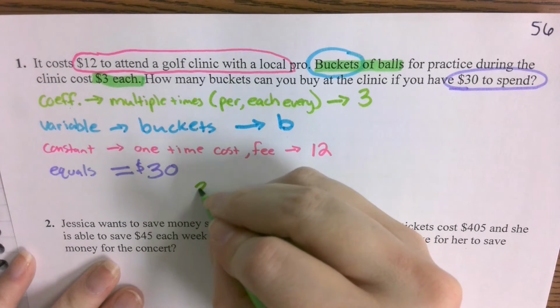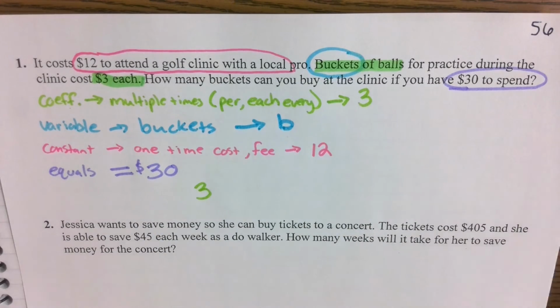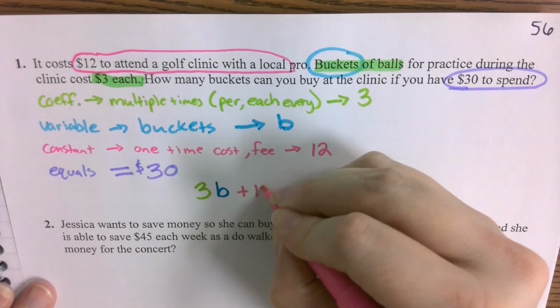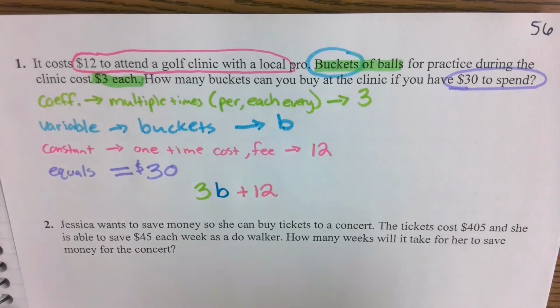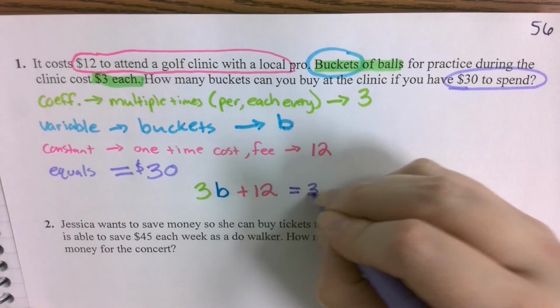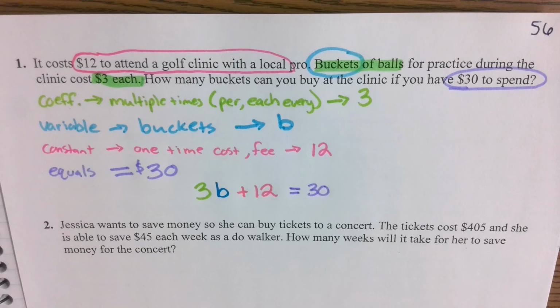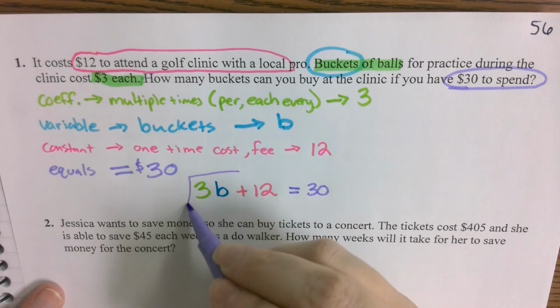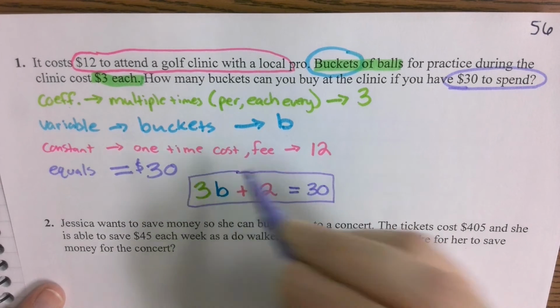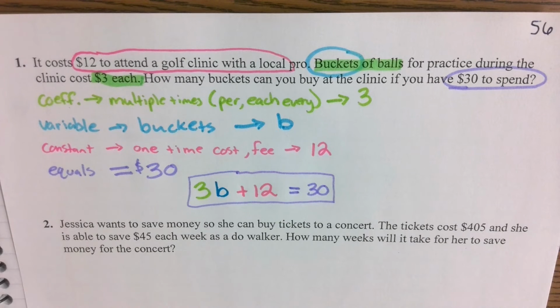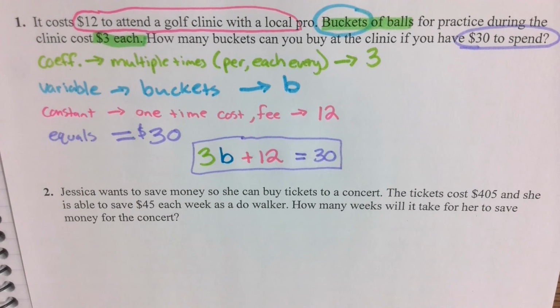So when I set up my equation, my equation is 3 times B plus the $12, and it's set equal to 30. That's my equation. I am done. That's all you had to do. You just had to set the equation up.